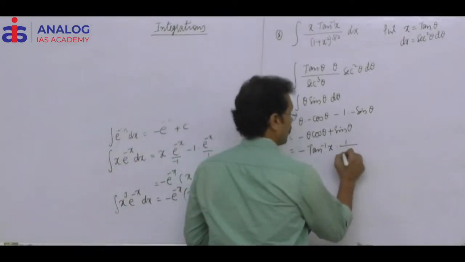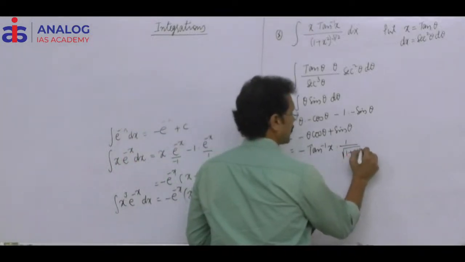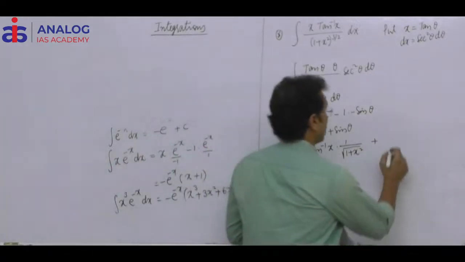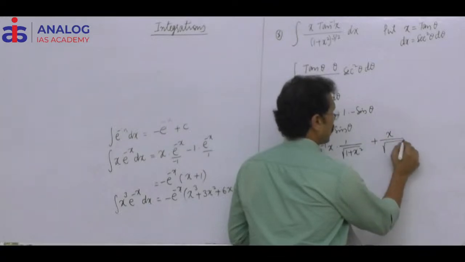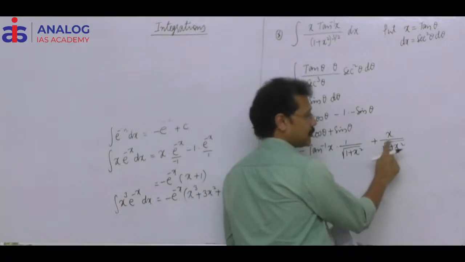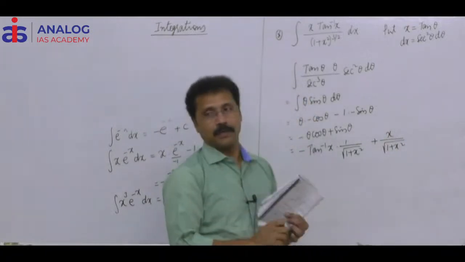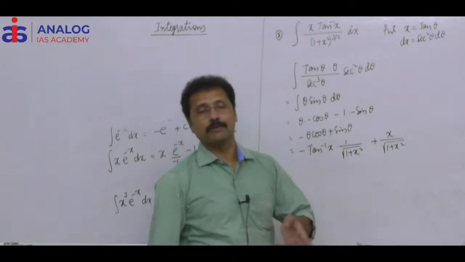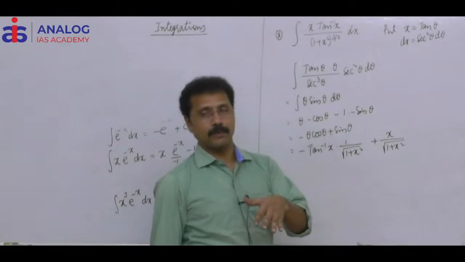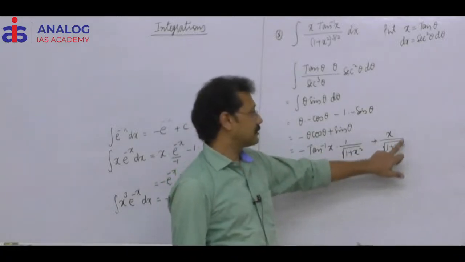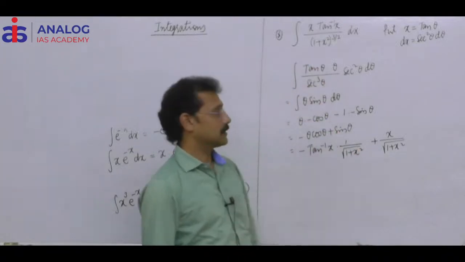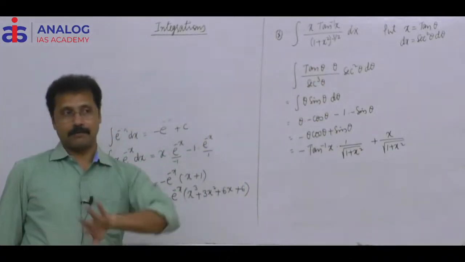1 by root of 1 plus x square, plus sin theta now, x by root of 1 plus x square. x is tan theta, divided by root of 1 plus tan square theta. Root of 1 plus tan square theta is root of secant square theta, which is secant theta. Tan theta by secant theta is sin theta. That's what we got, sin theta, right? So you have to convert back always.